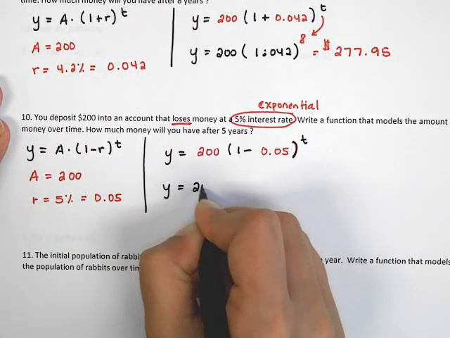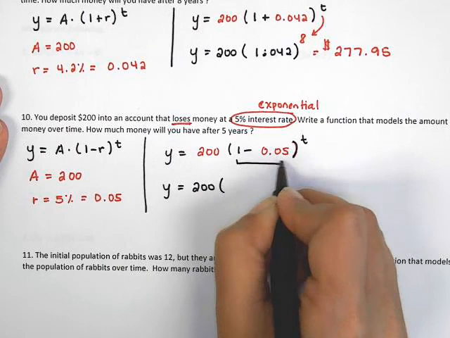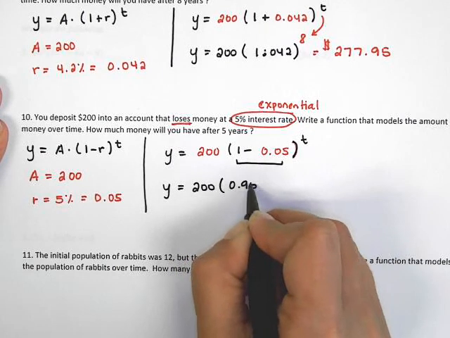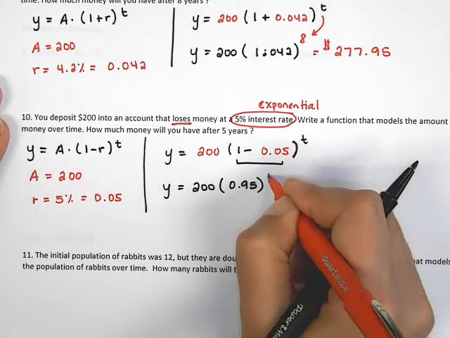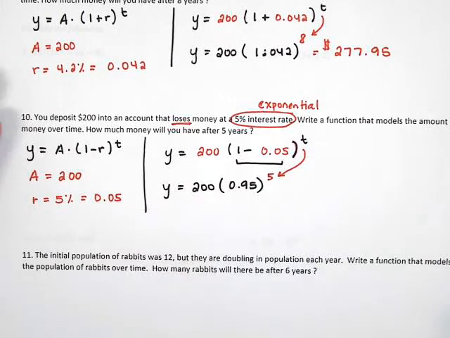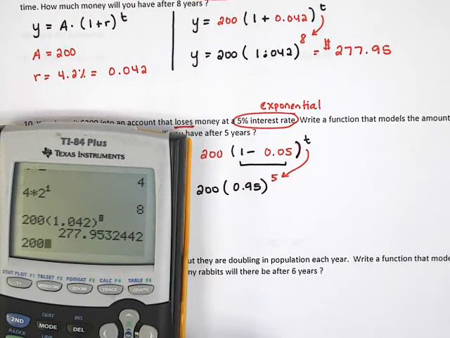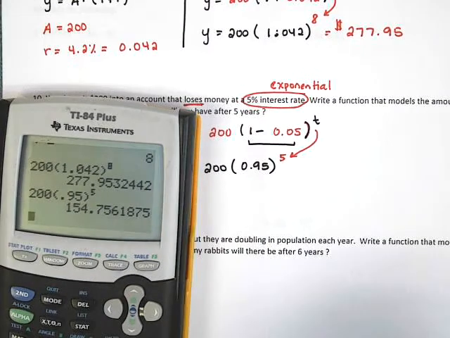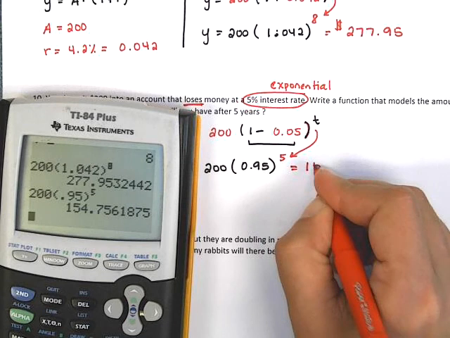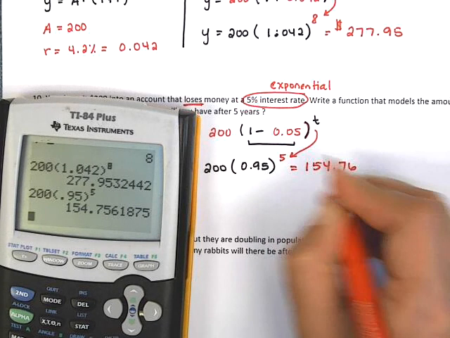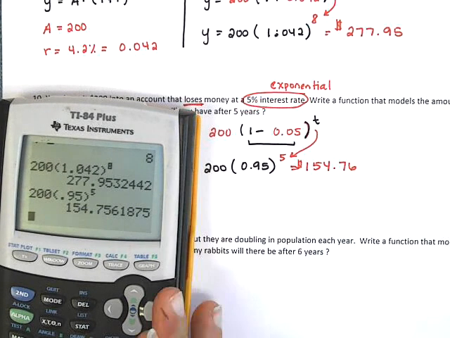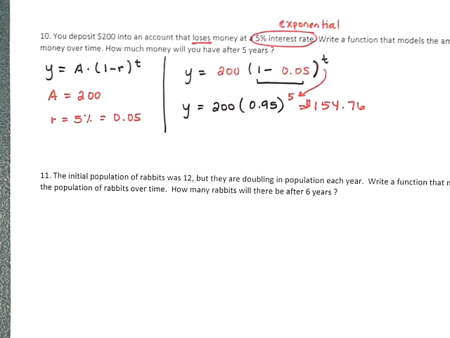So I'm going to take this equation, I'm just going to simplify this to 0.95, and I'm going to raise it to the 5th power. Now I'm just going to type that in on my calculator, which would give me 154.76 as my answer.